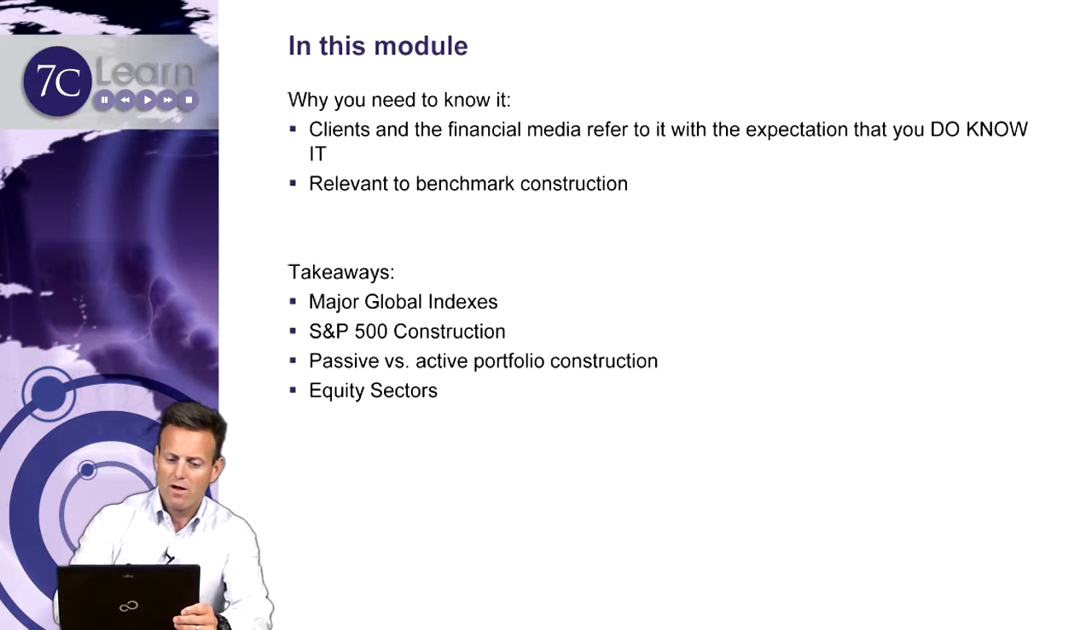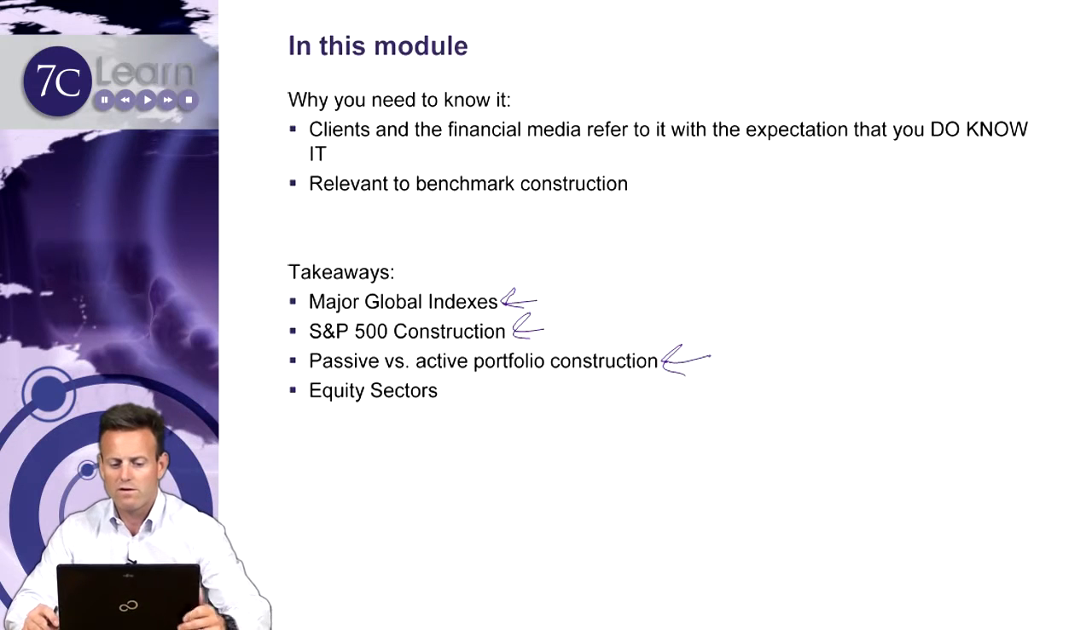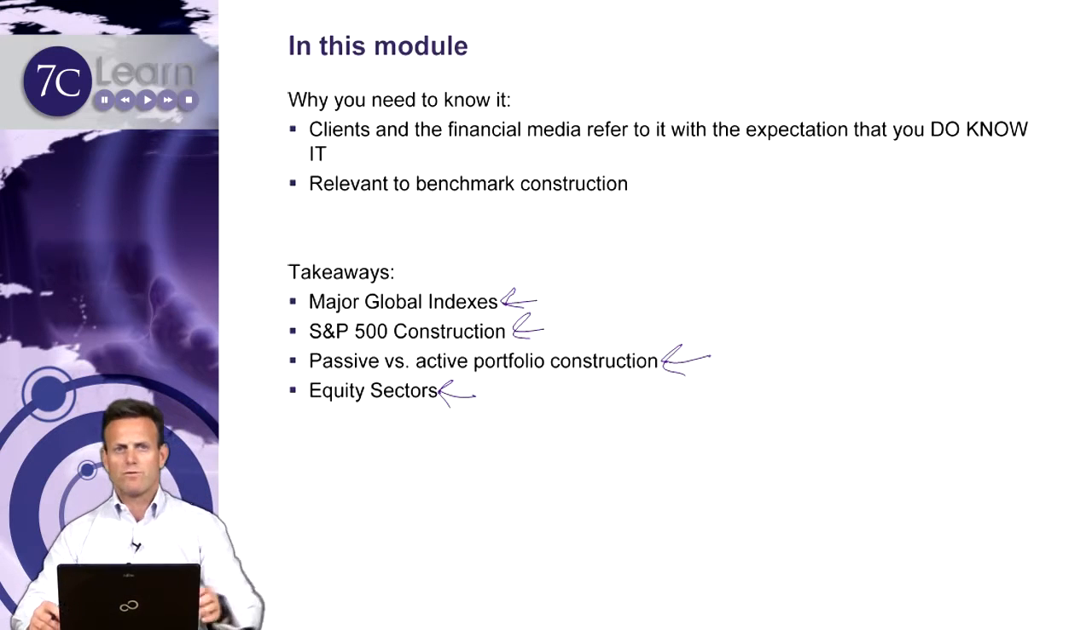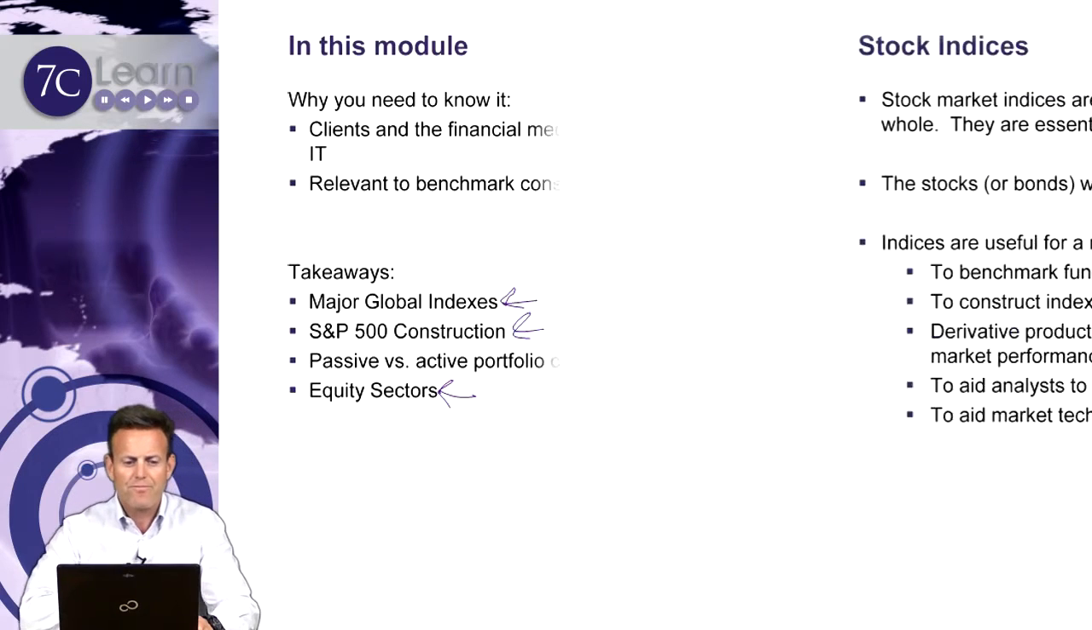We'll look at some global indexes, the S&P 500 in particular. I'll look at how that might contribute to portfolio construction and look at active versus passive portfolio construction, and then briefly how we might describe different types of equities from a sector standpoint. So not just whether they're healthcare or automotive or banking, but how we might characterize those in terms of being defensive or cyclical type securities. So let's get to it.